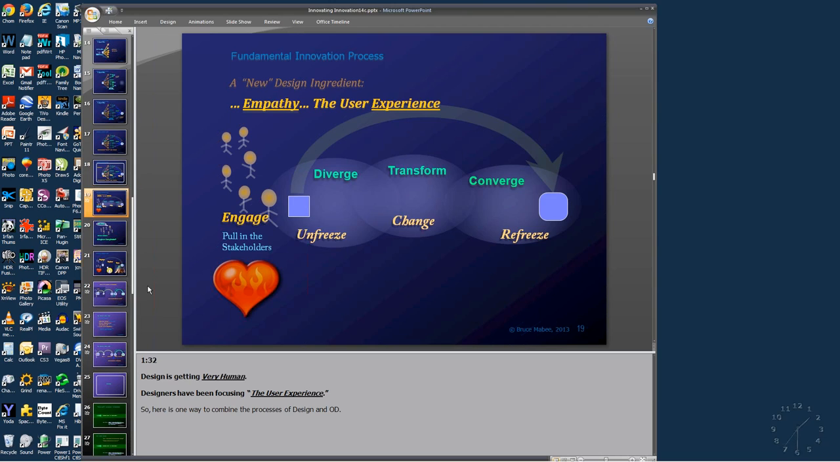This is where the design world has moved drastically, where I feel like I'm proud of it, I'm glad to be part of it. It's that empathy level that's becoming the center. It's often called the user experience. But before we do any diverging, before we do any unfreezing, we have to get the stakeholders to be involved in this. And that's something, like I say, we do better in OD than most any other profession.